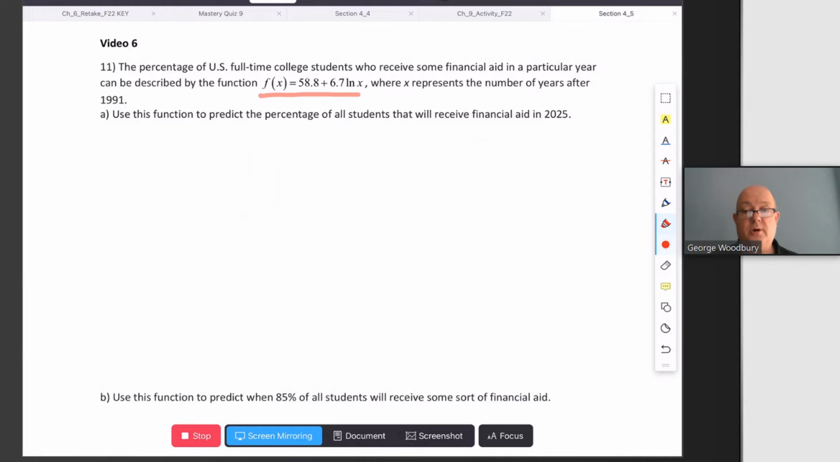The second part of the problem, you can see at the bottom of the screen, we're actually going to have to solve a logarithmic equation. So let's begin with part A.